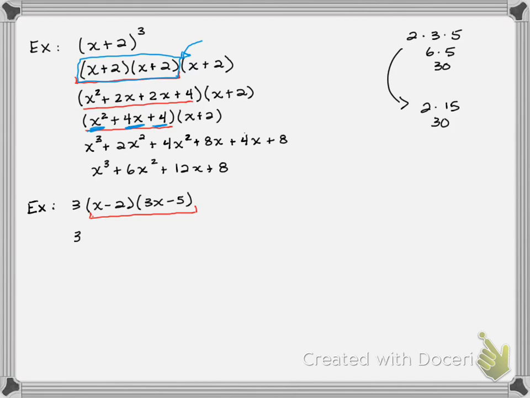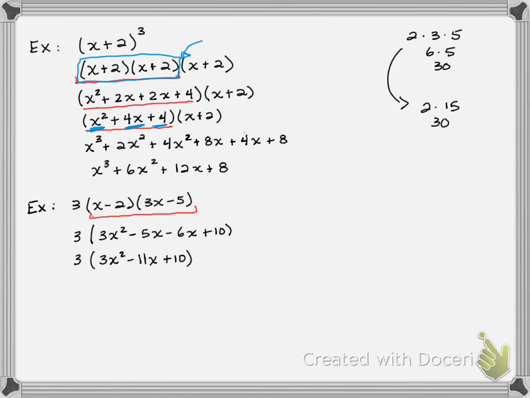So this 3 is just going to hang on for the ride. Minus 5x minus 6x plus 10. Always combine like terms, so finish doing one product completely before you start doing another one. So don't jump to distributing yet because you want to combine your negative 5x and negative 6x. So 3x squared minus 11x plus 10.